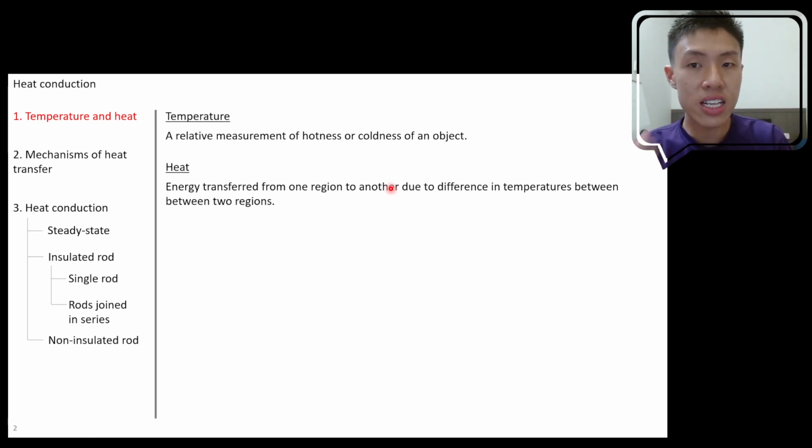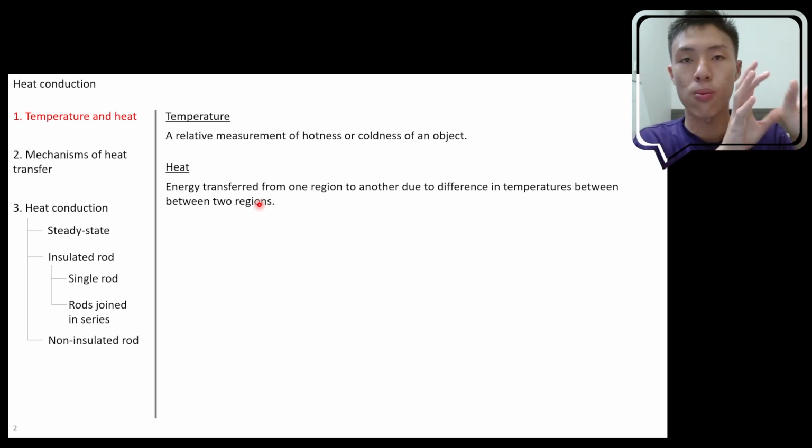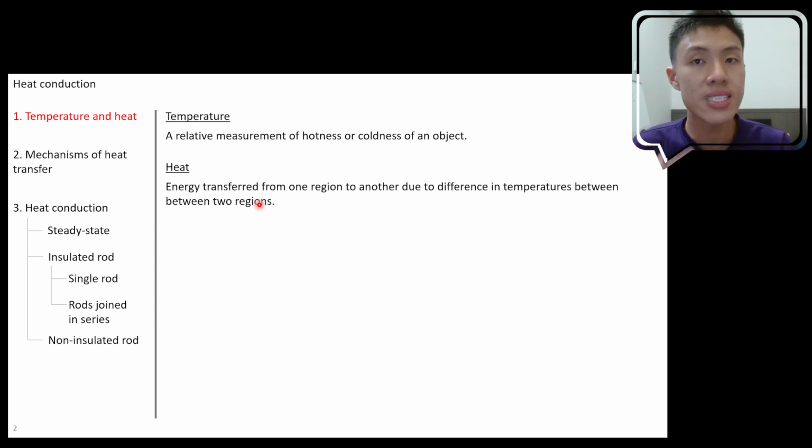So it's energy in transit. The energy is moving from one place to another. And how does this energy transit happen? It happens due to the difference in temperature between two regions. The higher temperature region will be the hotter region, whereas the lower temperature region will be the colder region. Because there's a difference in temperature, there will be energy flowing from one region to another. The energy flowing from one region to another, we call it heat.